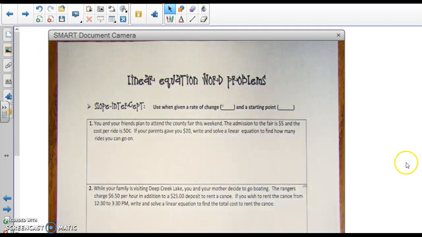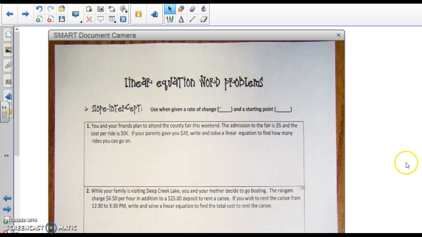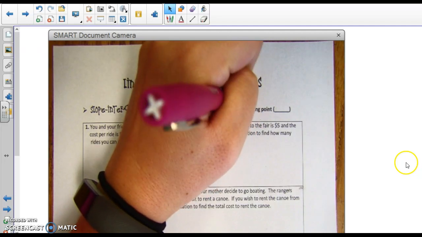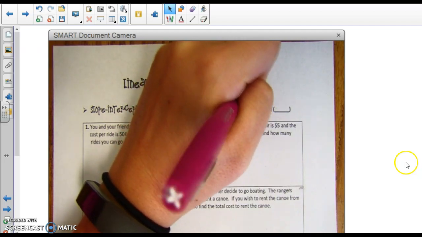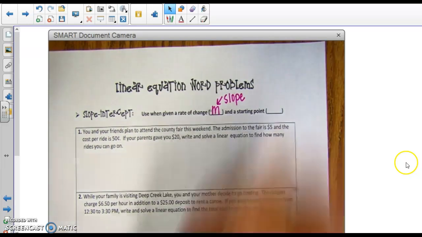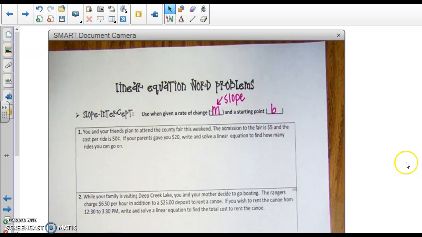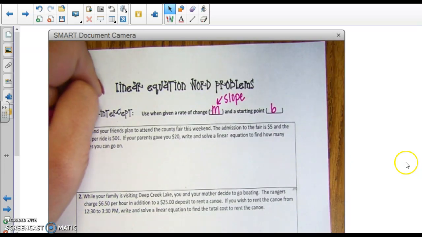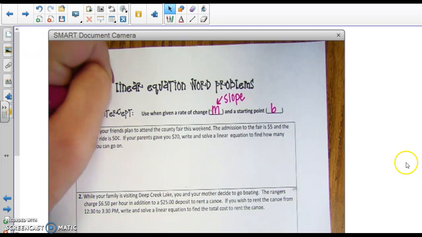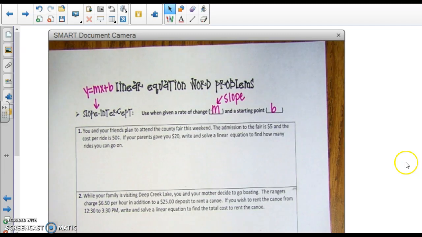So I'm going to highlight a few things, so if you have any highlighters, I would probably highlight your notes as well. For slope-intercept, this is when we're given a rate of change, which we can also call slope. So m is always our slope. And then we're also given a starting point, which is our b. And we know that slope-intercept form is y equals mx plus b.